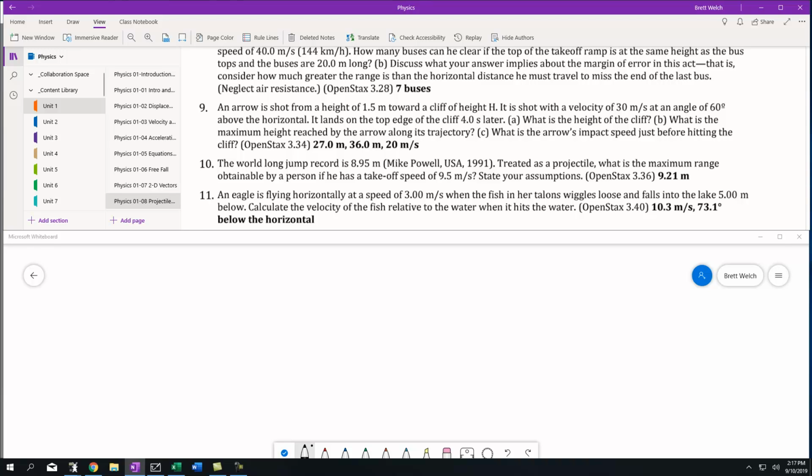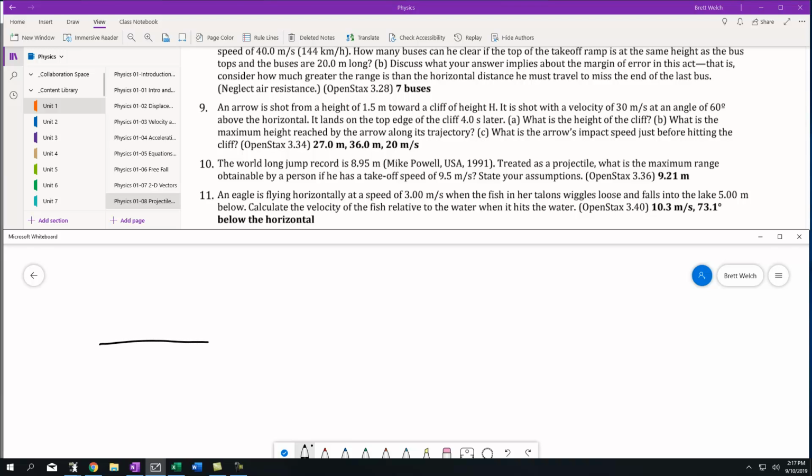Number 9, arrow shot at a height of 1.5 meters toward a cliff H. It's shot with 30 meters per second at 60 degrees above horizontal. It lands at the top edge of the cliff 4 seconds later. Okay, what is the height of the cliff? And then what was the maximum height reached by the arrow in its trajectory? What is the arrow's impact speed just before hitting the cliff? So this has quite a few different things in it.